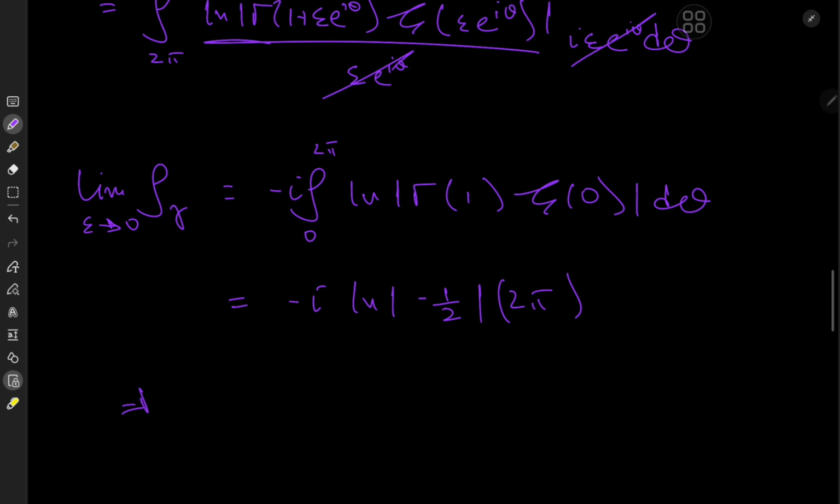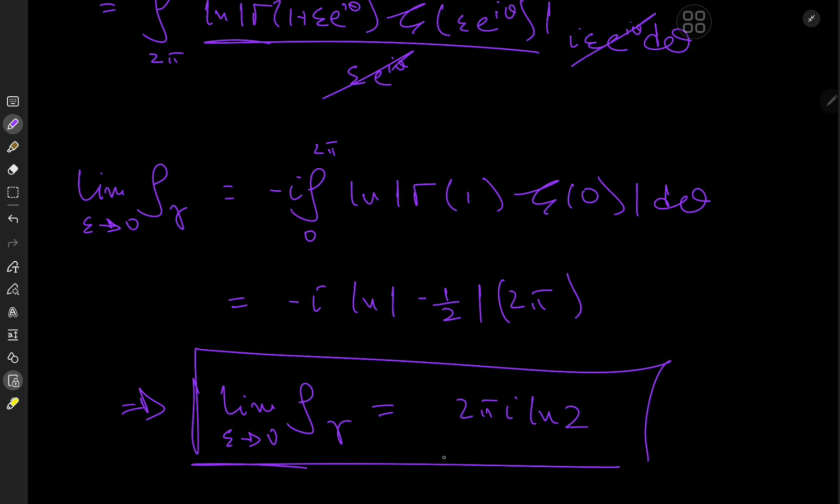So this implies that the limit of the integral over lowercase gamma as epsilon tends to 0 equals negative 2 pi i times log of 1/2. But wait a minute, log of 1/2 is negative log 2 anyway. Oh, I forgot the i. Sorry about that. So we have a log 2 over here. So that is the integral over lowercase gamma.